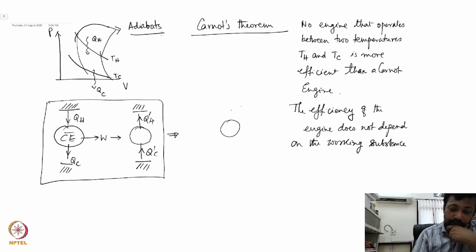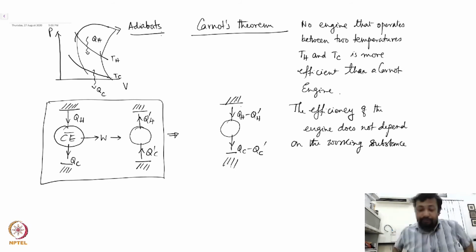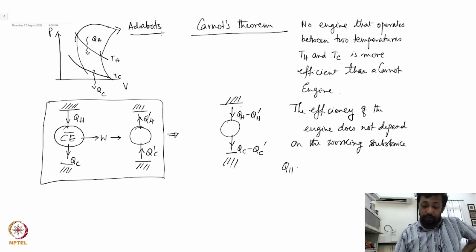So essentially I will do it in the following way. I will write it down as QH minus Q'H, and QC minus Q'C. The reason I have done it is that if the arrows were reversed, then it violates Clausius's theorem, the statement of the second law. So it follows that QH minus Q'H must be positive.